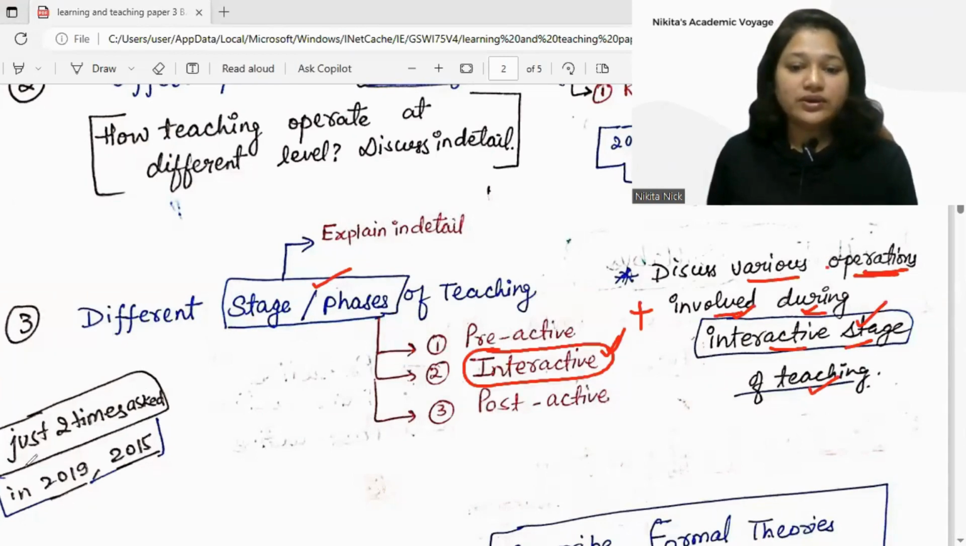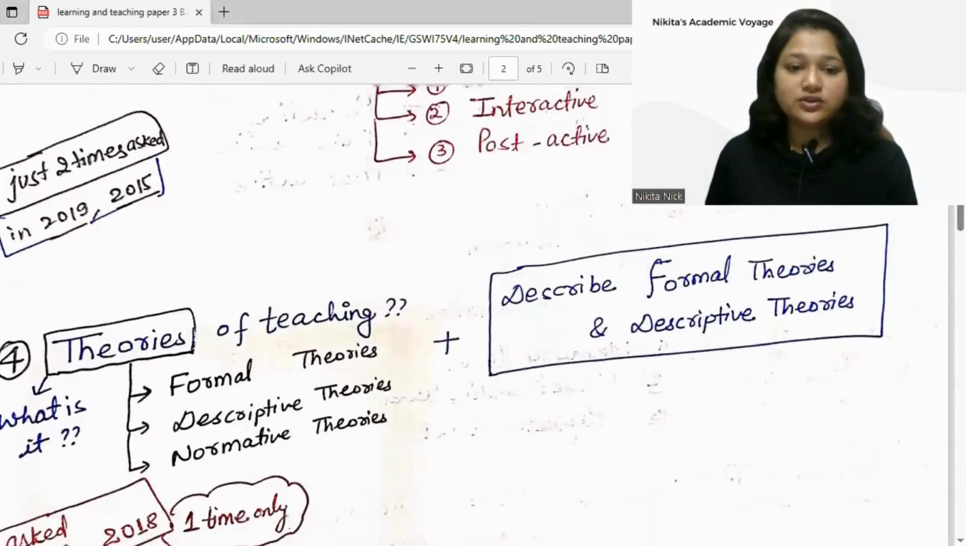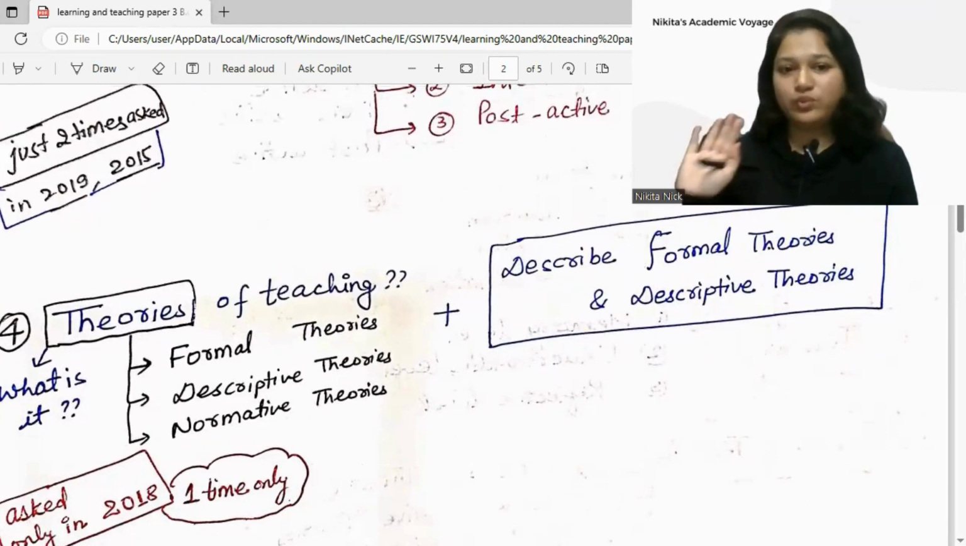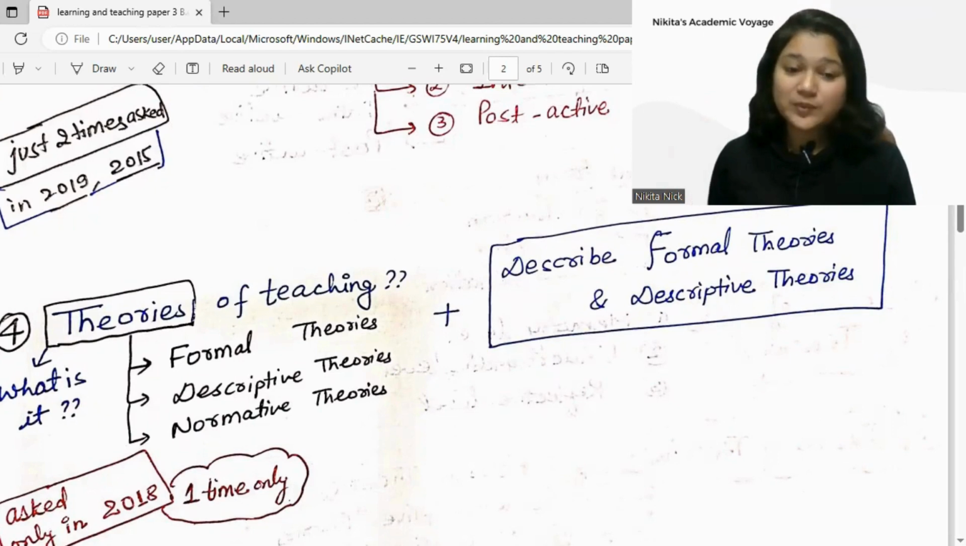Okay. Now the next question is related to theories of teaching. In theories, we have seen formal theories, descriptive theories, and normative theories. It is asked only one time, so there is less probability that it's going to come in your exam. But anything can happen, and you have to know about it. Not very thoroughly, but you can at least read about it.